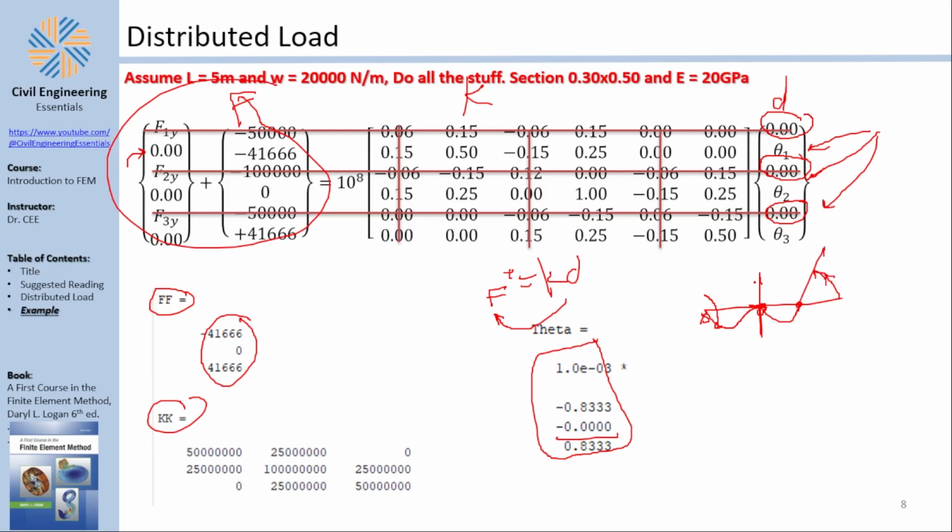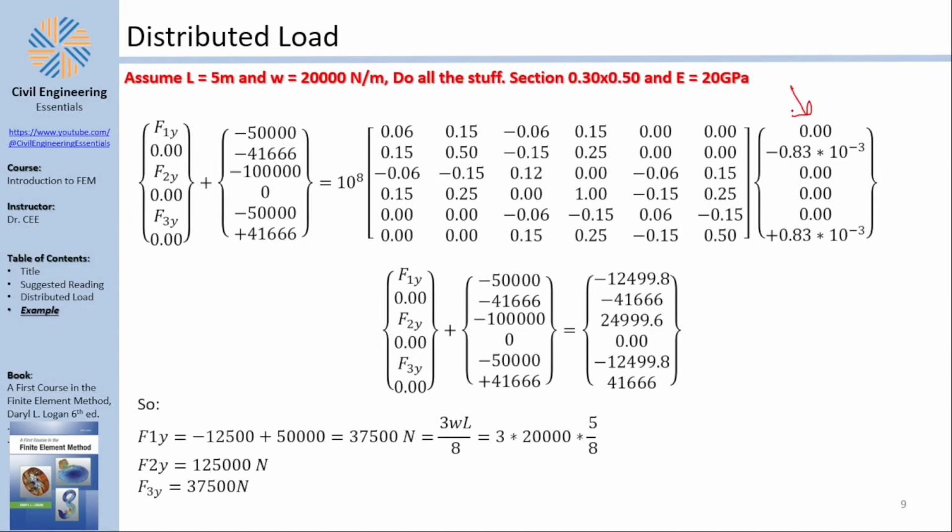So I'm not surprised. Having the deflection, I can use it to find the forces. Please notice that the forces that you find are basically the summation here. So if I take my stiffness matrix K and multiply by the displacement vector D, I get this force, I get this vector.